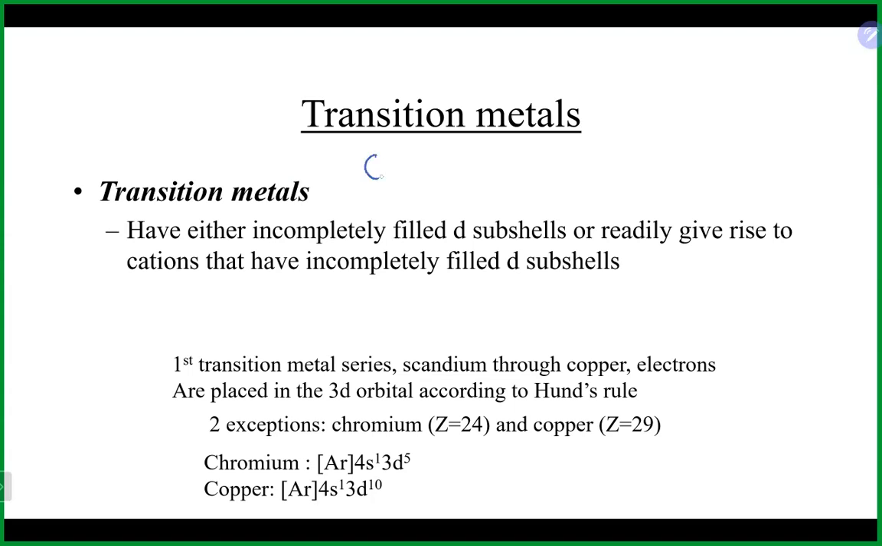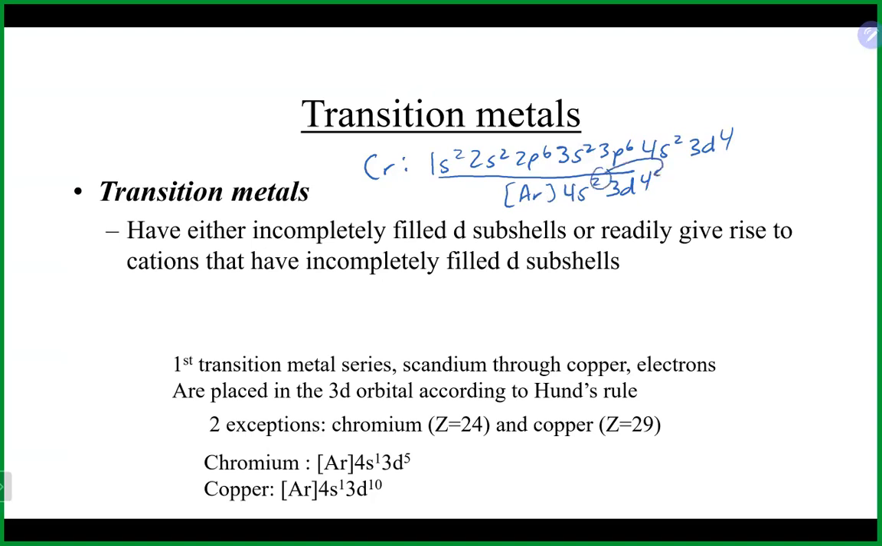If you strictly followed the zigzag pattern for chromium, you would end up with 1s2, 2s2, 2p6, 3s2, 3p6, 4s2, 3d4, which is basically argon, 4s2, 3d4. It has been found experimentally to actually have one more electron in the d orbital versus the s orbital. And the correct electron configuration is what we see down here, 4s1, 3d5.